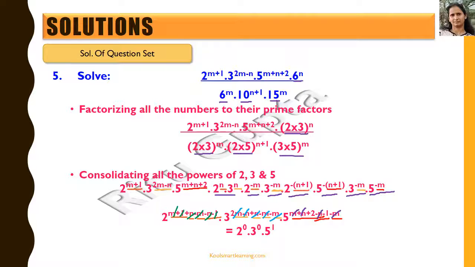So the result is 2 raised to the power 0 into 3 raised to power 0 into 5 raised to power 1, and that is 5. So this is the answer.